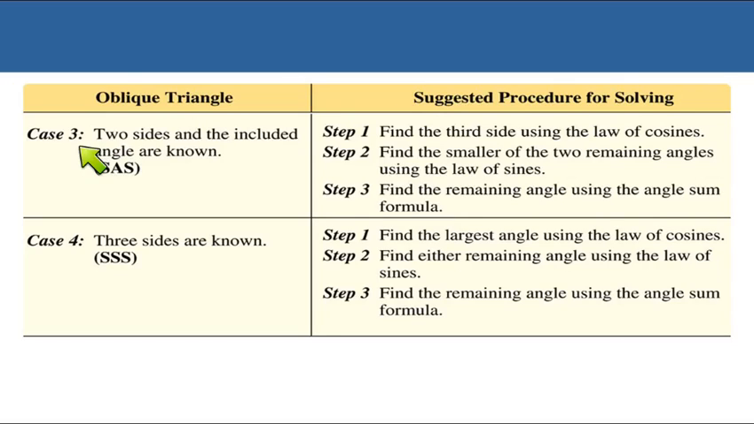If you have a case 3, then that's an SAS, and you'll have to use the law of cosines to find the missing side. Find the smaller of the two remaining angles using the law of sines, and then subtract to find the third missing angle. And then if you know all 3 sides, you'll find the largest angle using the law of cosines. Find either remaining angle using the law of sines and then subtract for the third.